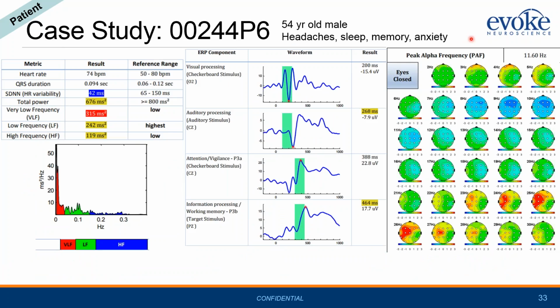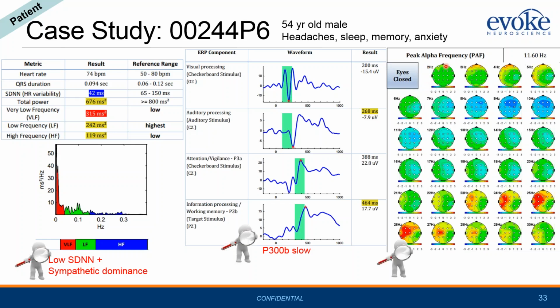Right, another patient case study, 54-year-old male. He has headaches, sleep problems, memory problems, anxiety. I look at his HRV results. I see low SCNN, low total power, and sympathetic dominance. I'm looking at his ERP, and I see a slow P300B. And then when I look at his head maps, I'm seeing low power. That's pretty focal in our slow waves. And I'm seeing our focal neuroinflammation in our fast waves with this red power here.